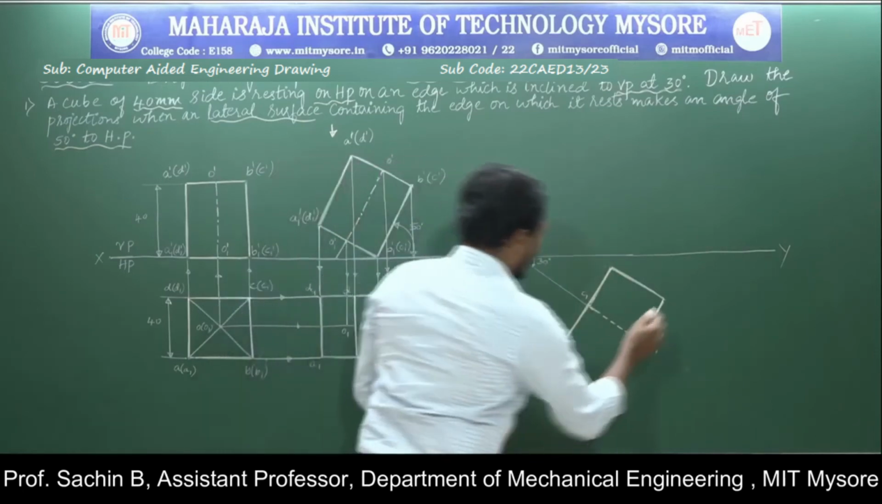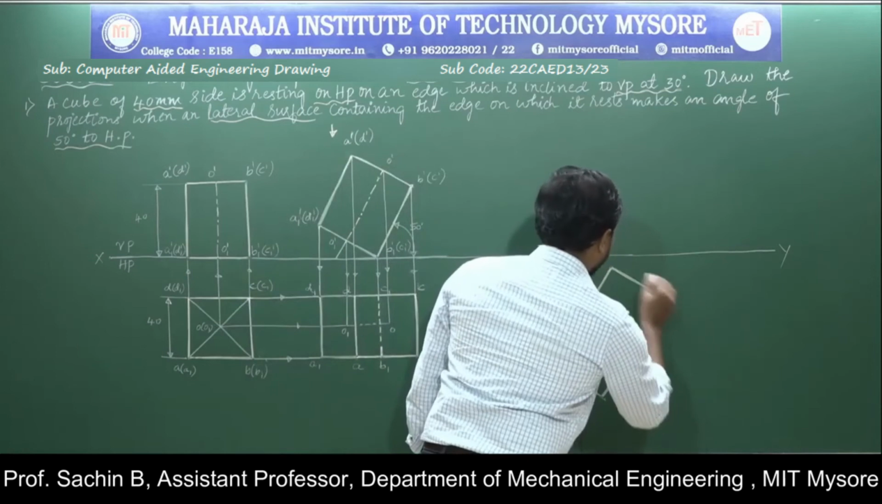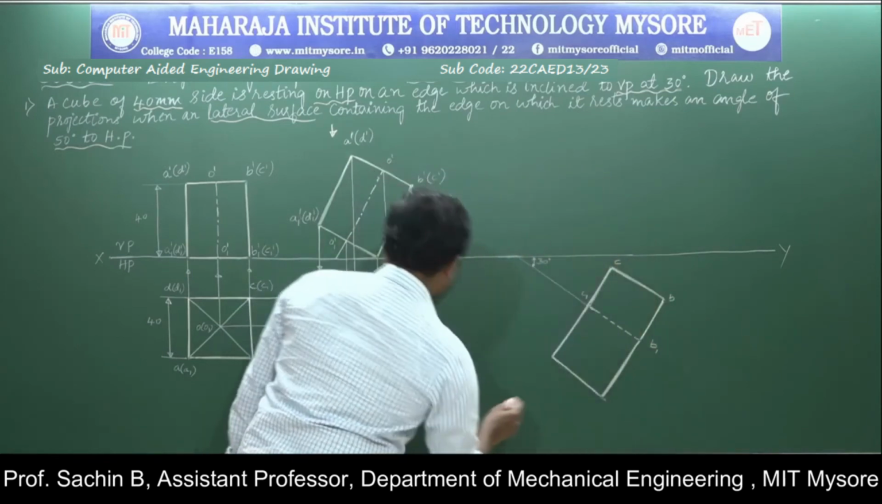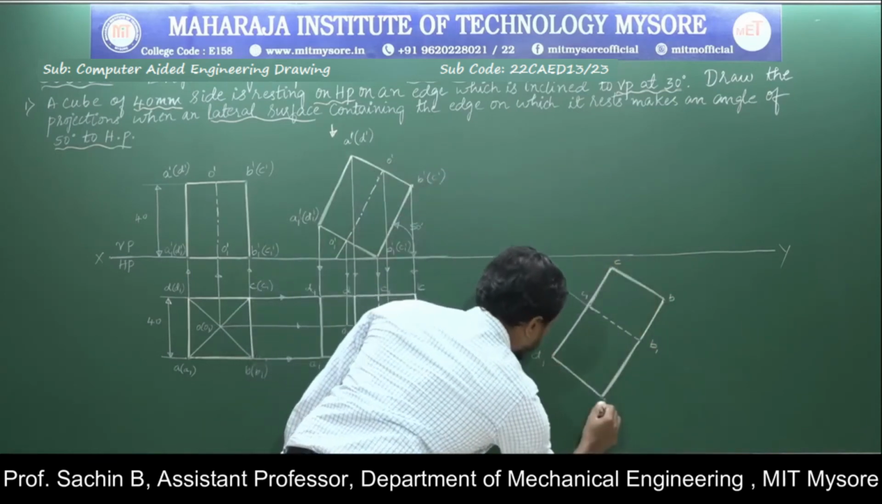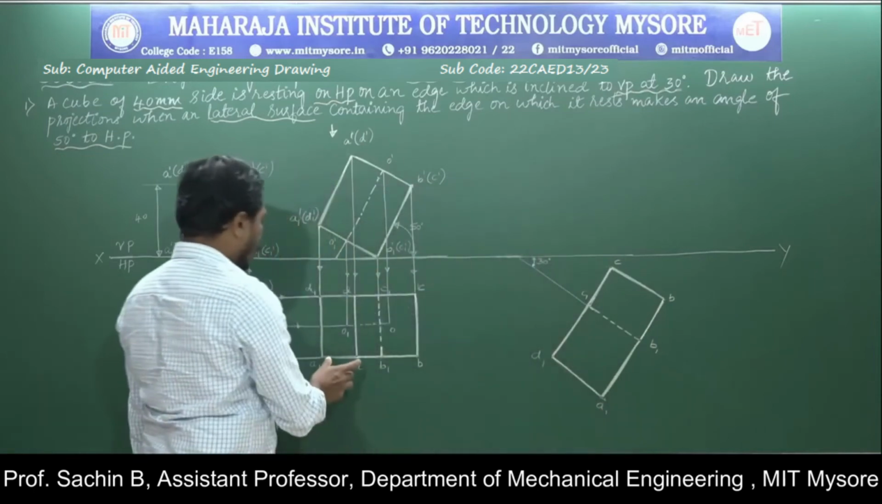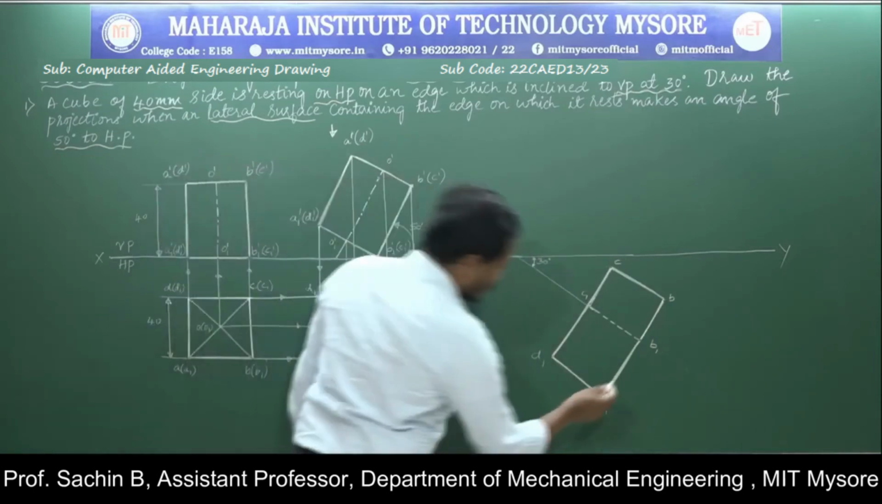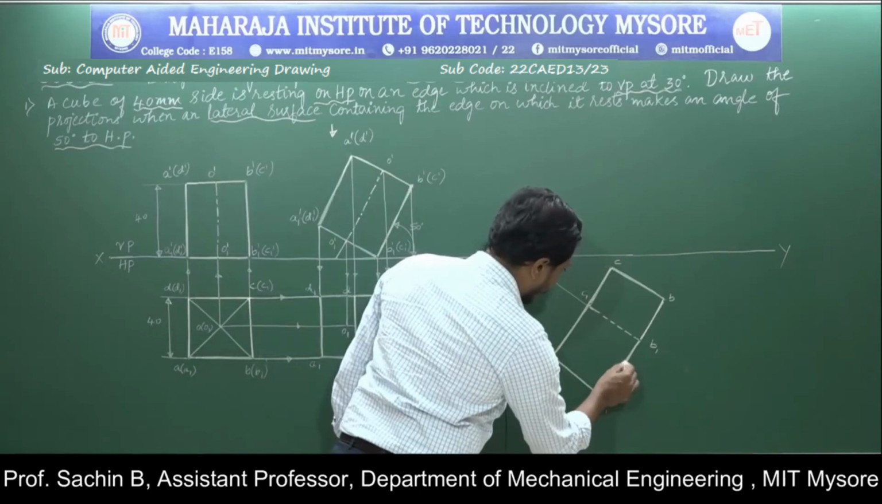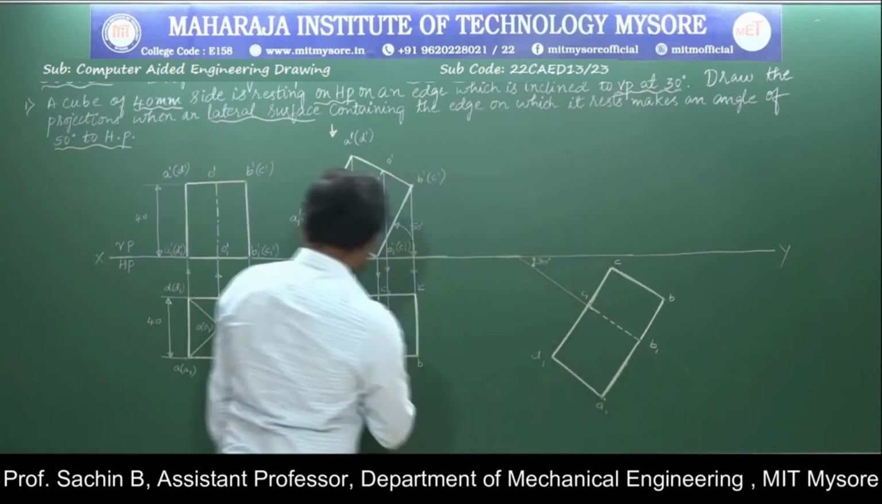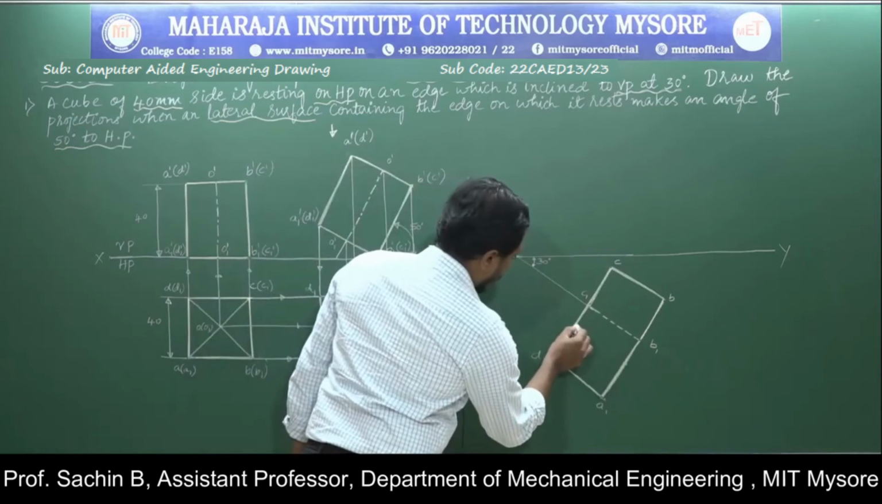Now I'll go for the naming it. This is B point, this is C point. Again, this point is D1, this one is A1. Now I'll measure from A1 to A. I will mark it here. This is A1 to A. Again from D1 to D, I will mark it here.